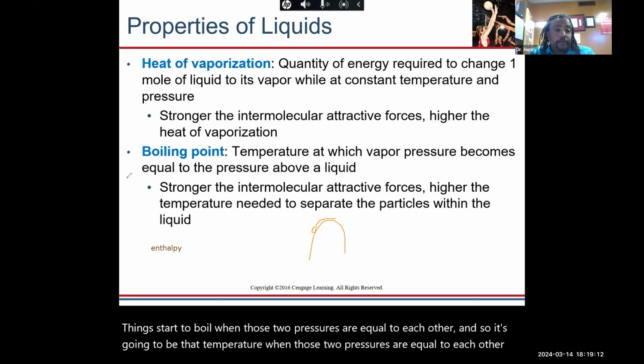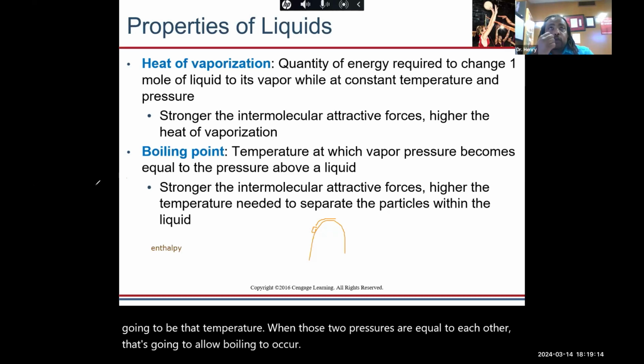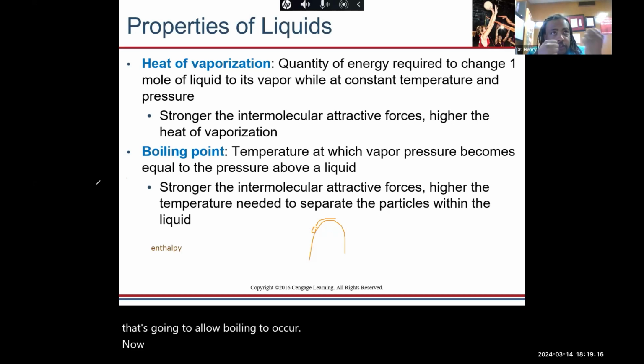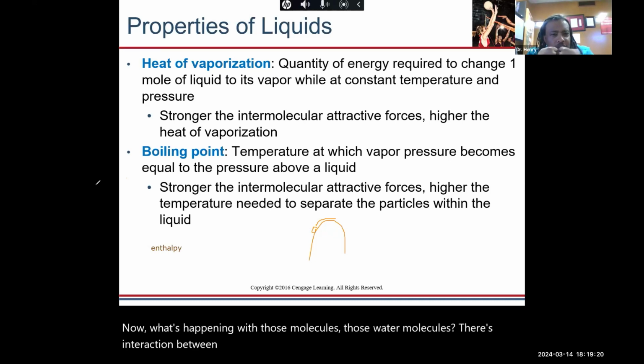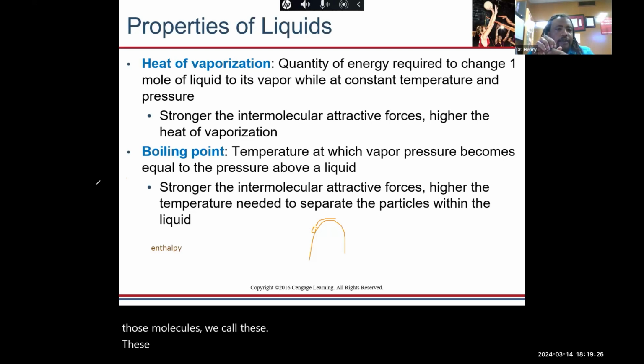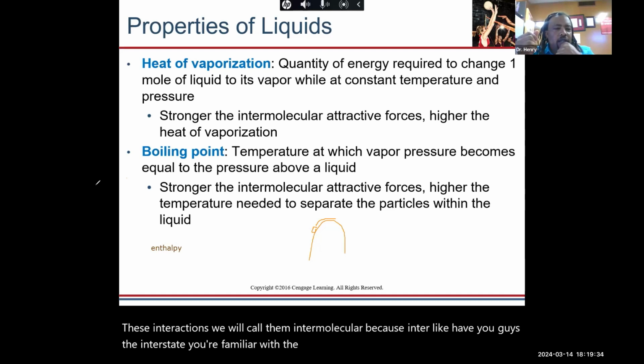Now, what's happening with those water molecules is that there's interaction between those molecules. Because there's interaction between those molecules, we call these interactions intermolecular, because inter, like, have you guys, the interstate, you're familiar with the interstate?